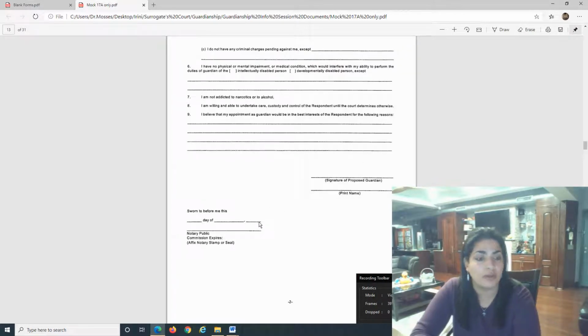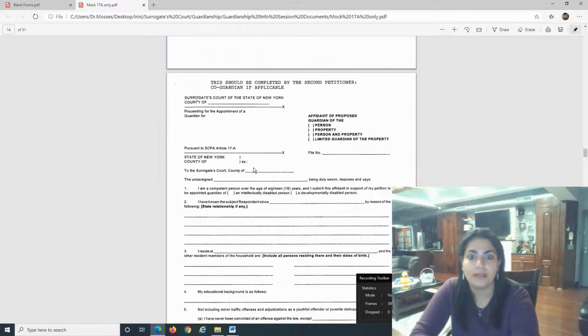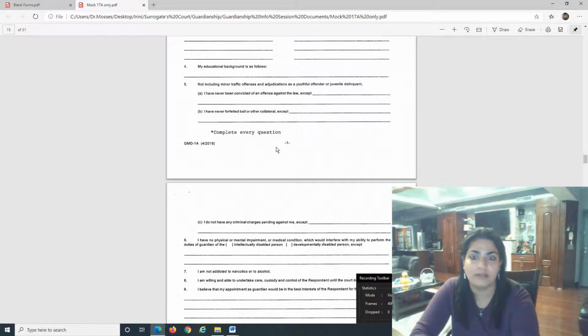Again, if there's one proposed guardian, only one of these has to be filled out. If there's two, both people have to fill it out. Okay, so here's the second one. This should be completed by the second petitioner, co-guardian, only if it's applicable.